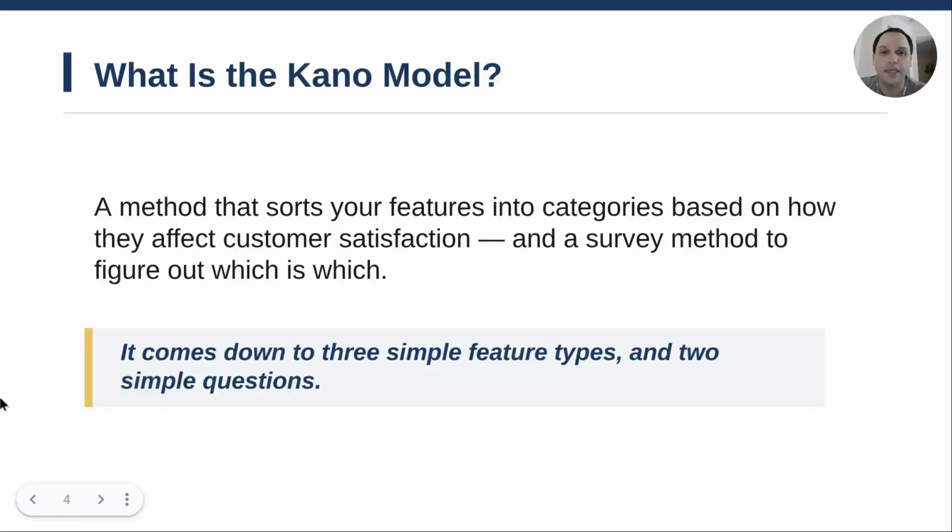So what is the Kano model exactly? It's 2 things in one. First, it's a way to sort your features into categories based on how they affect customer satisfaction. And second, it's a simple survey method for figuring out which category each feature actually falls into. It really comes down to 3 feature types and 2 questions you ask about each one. Let's meet those 3 types.